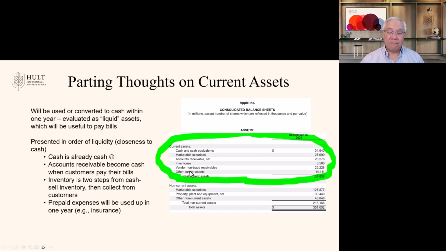Next are vendor non-trade receivables. Those are under agreements with vendors, and they will likely take longer than 30 days to pay us. And other current assets, and these are things like prepaid insurance, where it's going to be around for the next 11 months, and therefore it's going to take the longest to become cash. So that's how we put it in order of liquidity when we present current assets.